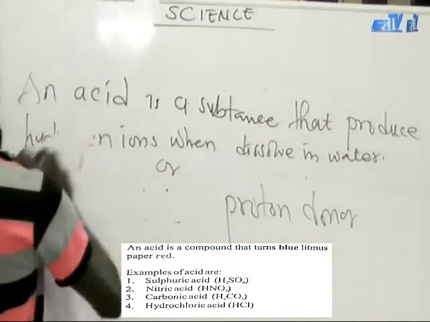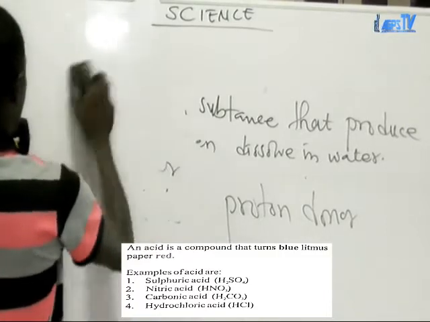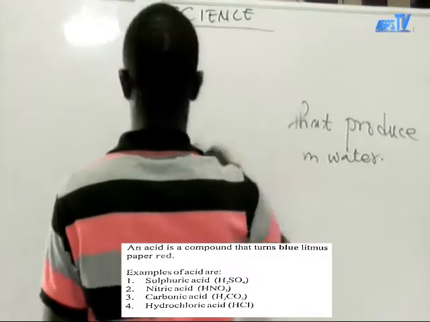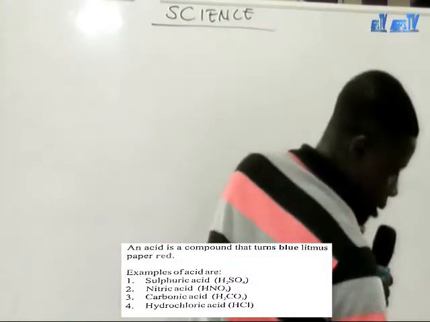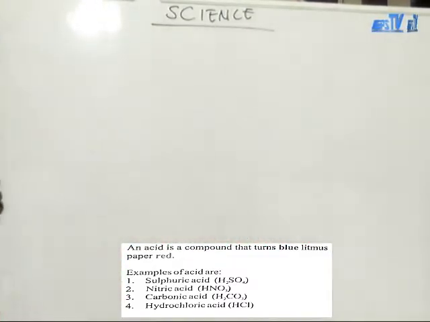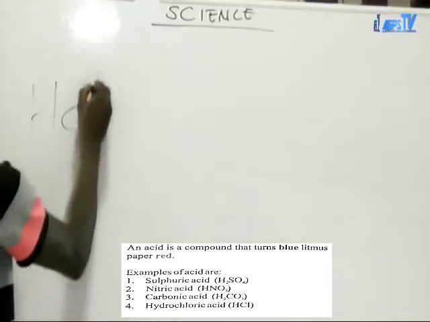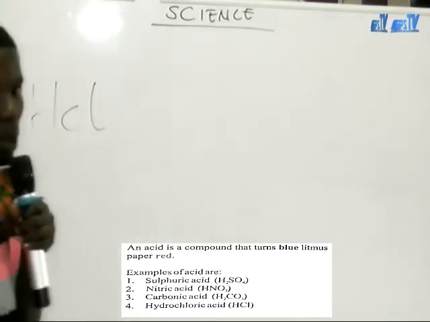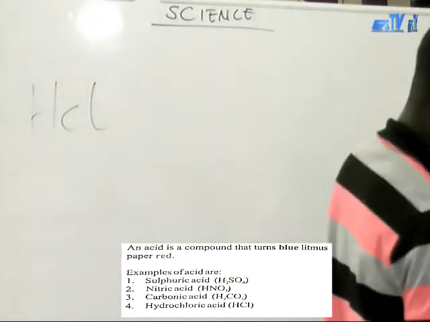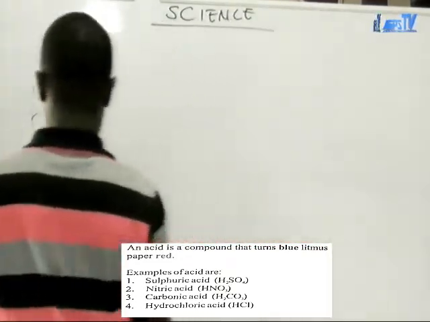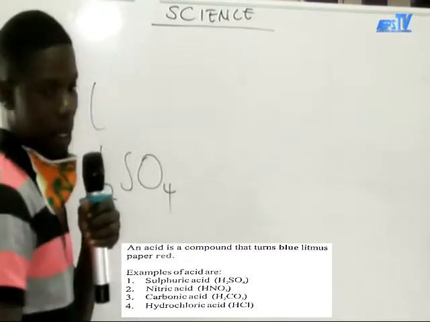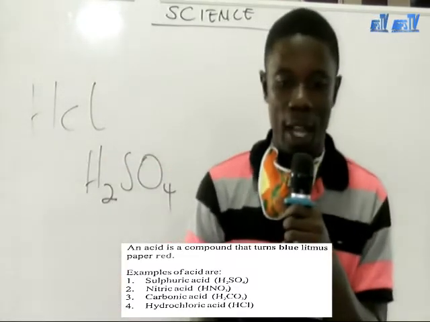Now, we have some examples of an acid. We always come across acid and base in our everyday lives. For example, we have HCl over there. You can see some of the examples on your screen. The first one is sulfuric acid. We have H2SO4. This is the chemical formula for sulfuric acid.